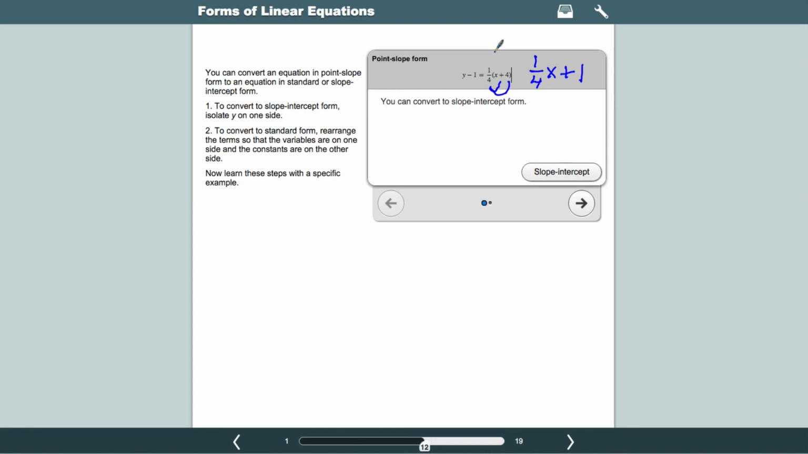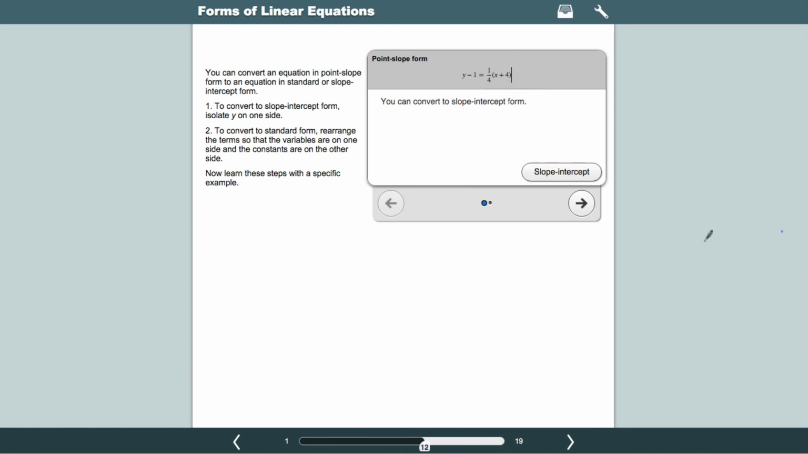And I have y minus 1 in the front. So now I'm going to add 1 to both sides. And I have y equals, excuse me, that's non-negative. That's 1/4 x plus 2. And that's how you convert it. You just simply distribute, and then you add the 1 or whatever that number is to both sides after you distribute. And that's the slope-intercept form.